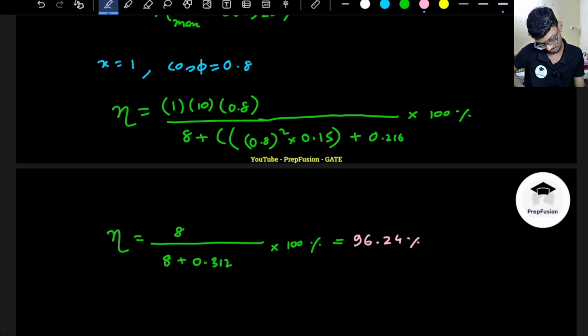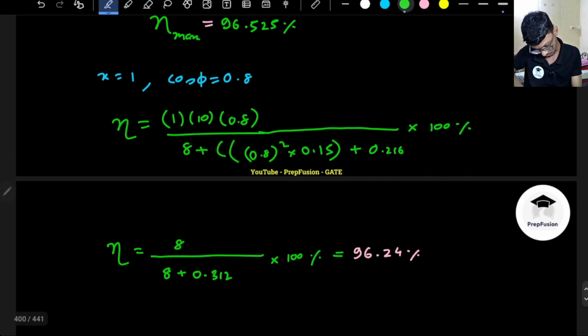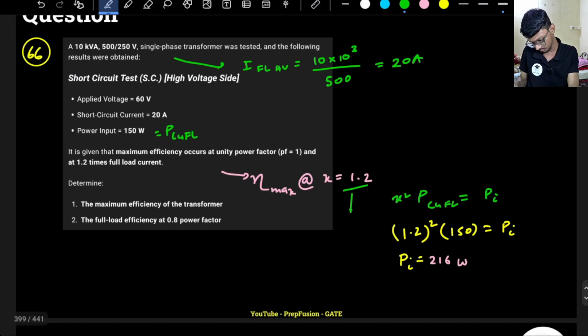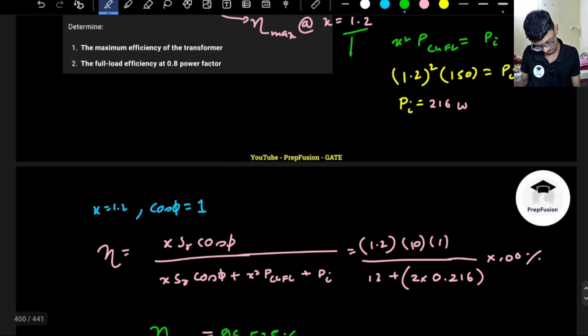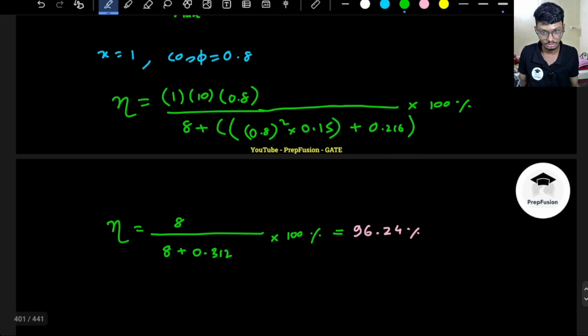Am I correct? Yes, this should be correct because the earlier one is the maximum efficiency. I'll quickly check whether what I have calculated is correct. 0.8 whole square into 0.15, where 0.15 is the full load copper loss, gives 0.096, and the iron loss is 0.216. So it is 0.312 only, and whatever I calculated is correct. So 8 divided by 8 plus 0.312, into 100 is correct. This is the answer to the question.